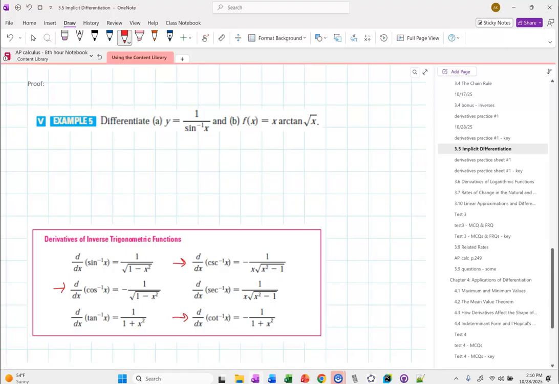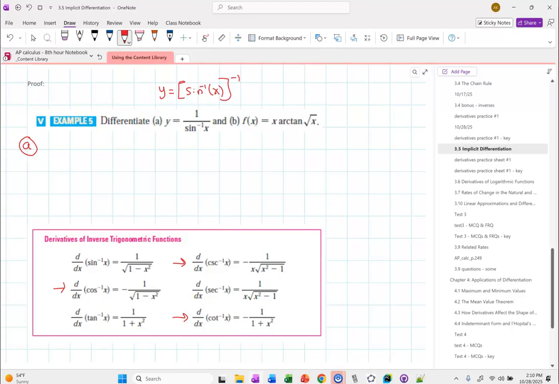So here we want the derivative of y equals 1 over sine inverse x. To differentiate this, what do we need to use? Quotient rule is the natural first thought, right? I would encourage you not to use the quotient rule on this. I would think about this as a chain rule. So it's like 1 over x. Yeah, I would think about it that way.